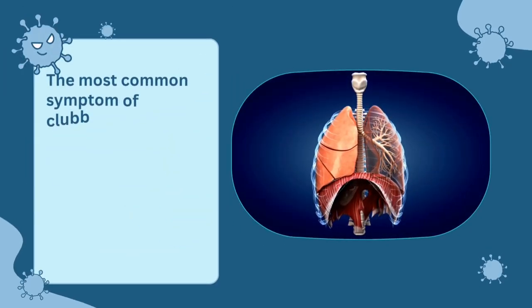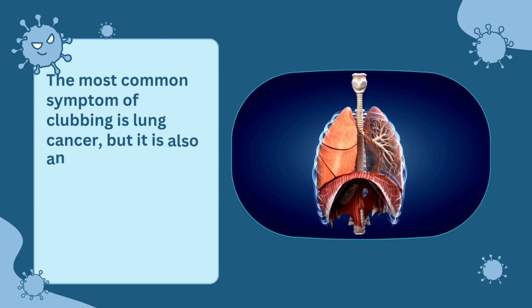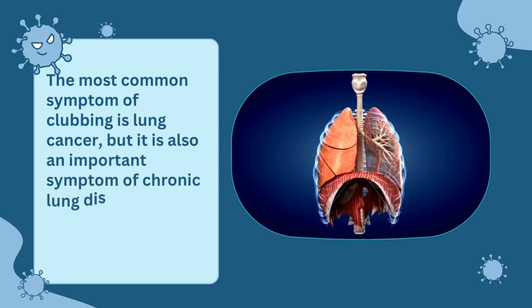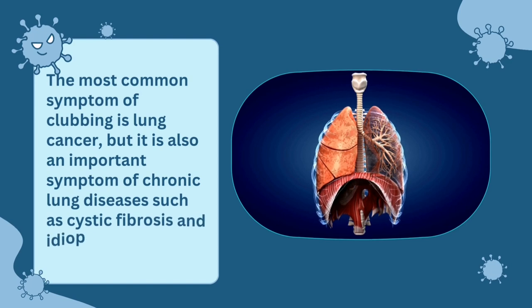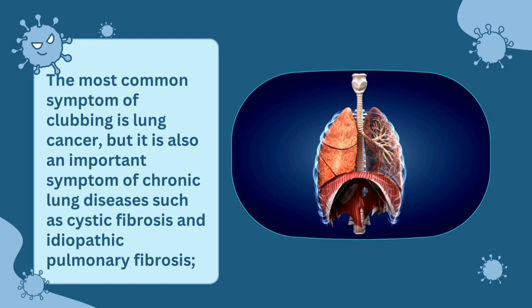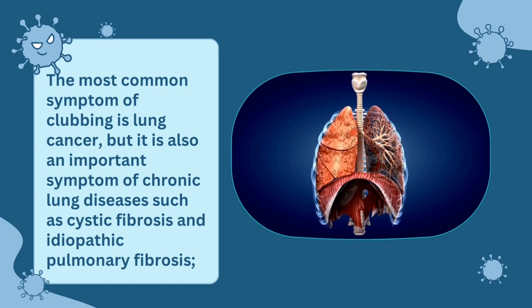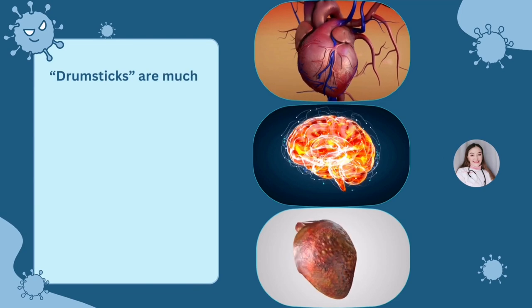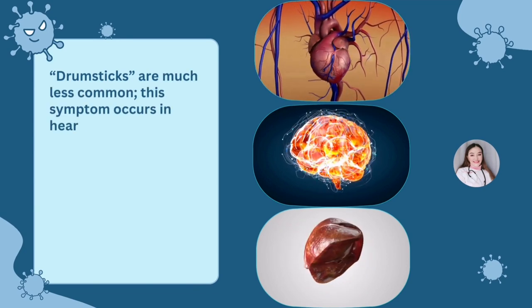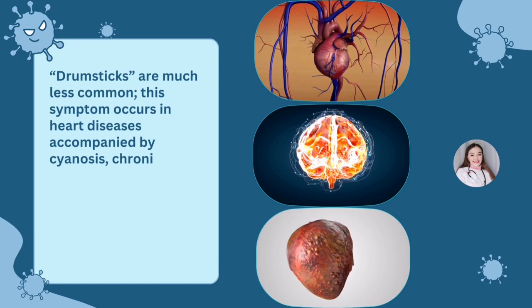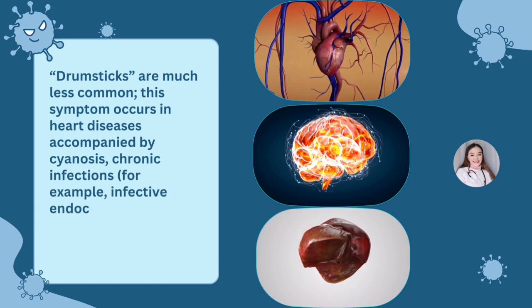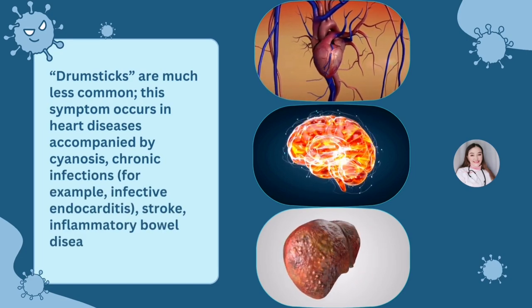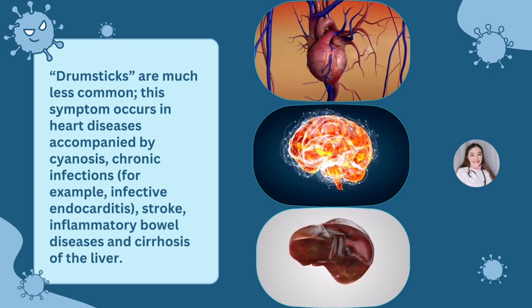The most common cause of clubbing is lung cancer, but it is also an important symptom of chronic lung disease such as cystic fibrosis and idiopathic pulmonary fibrosis. Drumsticks are much less common in other conditions. The symptom occurs in heart disease accompanied by cyanosis, chronic infections, for example infective endocarditis, stroke, inflammatory bowel disease, and cirrhosis of the liver.